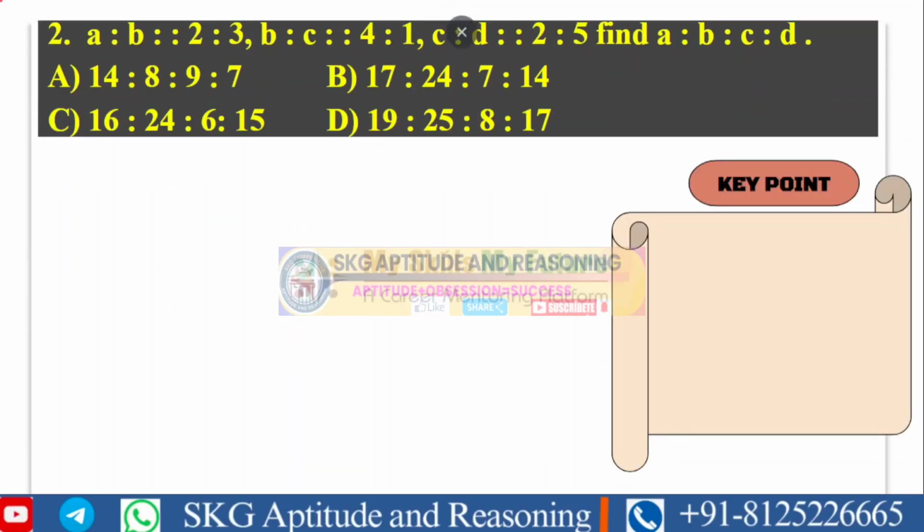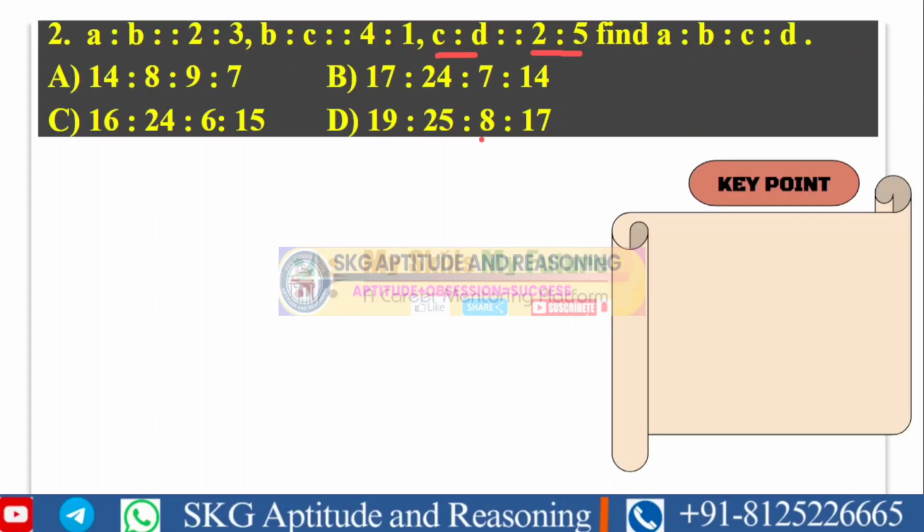With the same approach, try to get the answer for this question by pausing this video. Okay, I hope you got the answer, all of you who are watching this video. So what I need to check here is that between C is to D, the ratio has to be 2 is to 5. Let's check the options whether the ratio between C is to D is 2 is to 5 or not.